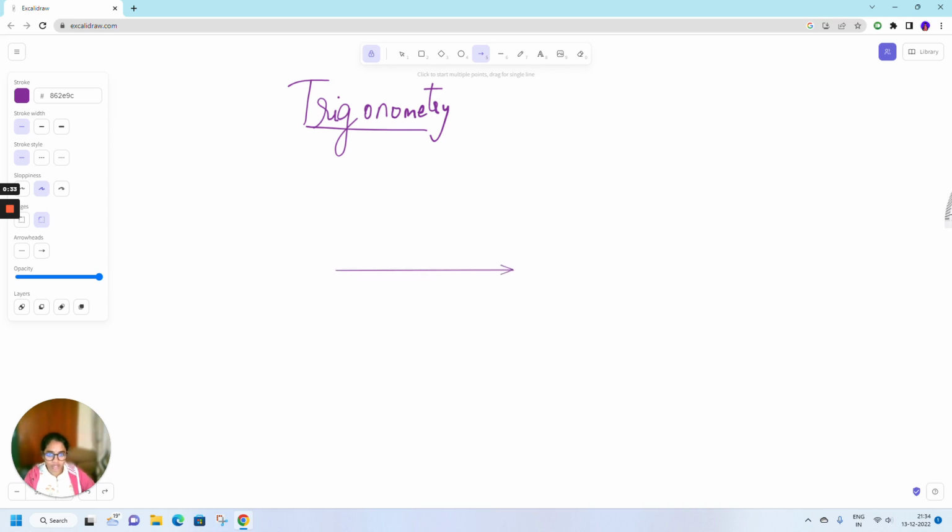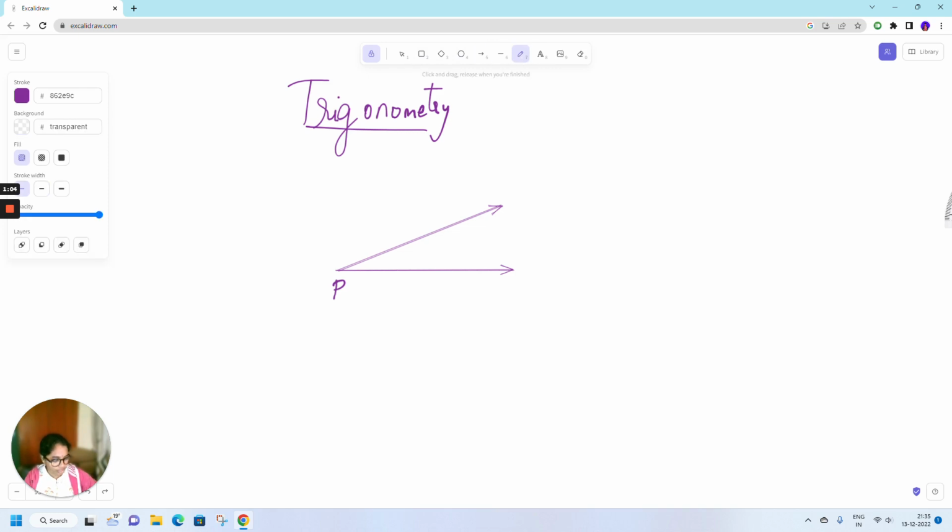Something like this is called a ray. If I name the points P and Q, the initial point is P and it moves constantly towards infinity. Now let me take another ray from the same point P. What would we get? We have something like this. The two rays have the same initial point.